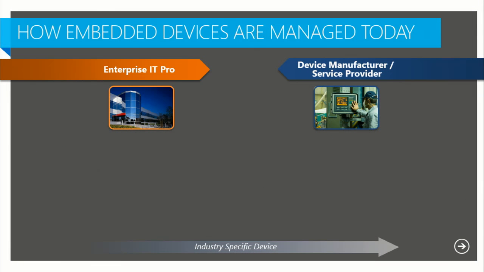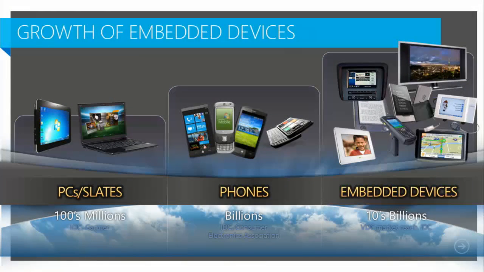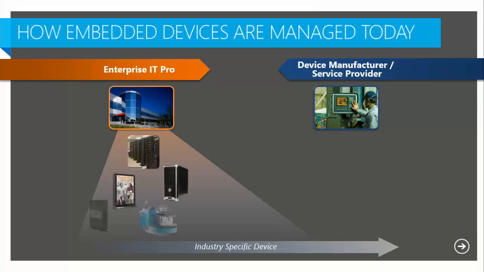So let's look at how these embedded devices are being managed today, currently. There are two key segments that manage those devices today. There are enterprises that install devices such as thin clients or a multifunction printer, for example, and servers or point-of-sale systems. These are essentially managed by the admins or the IT admin department in an enterprise.